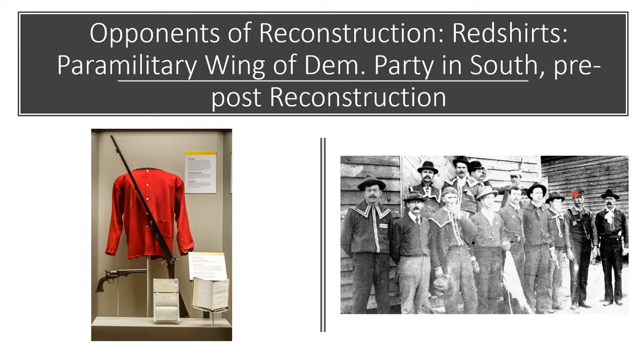And I said that these groups were paramilitary gangs. I didn't say that they were terrorist organizations because they're acting on the behalf of a government. That doesn't mean that what they did was good. The acts they committed were terrible. Violence, lynchings, voter intimidation. But I'm using the technical term of paramilitary gangs to describe groups like the Red Shirts because they were acting on the behalf of a government and political organization. Remember, terrorists don't act on the part of a government or political organization, at least not officially.